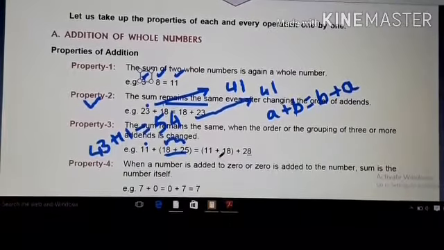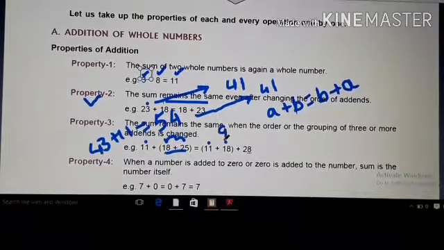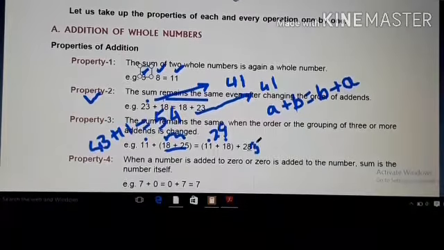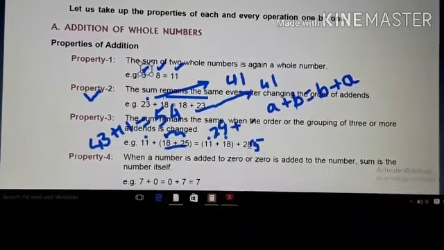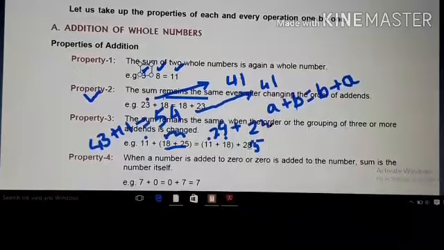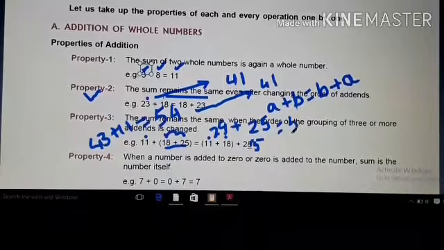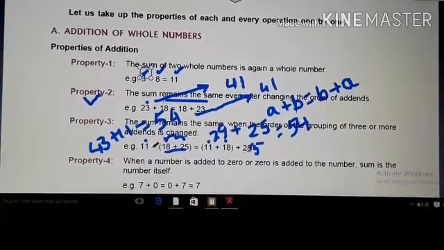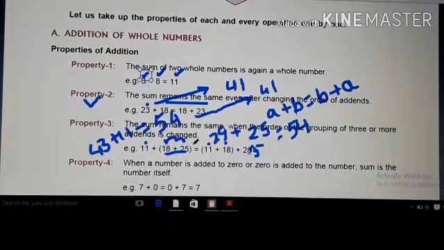But on the right side, 11 and 18 gives you 29. Here there is a misprint, here it is not 8, it is 25. Now 29 plus 25 gives you 54. So when there are three whole numbers and we rearrange them, the result is the same in both cases.